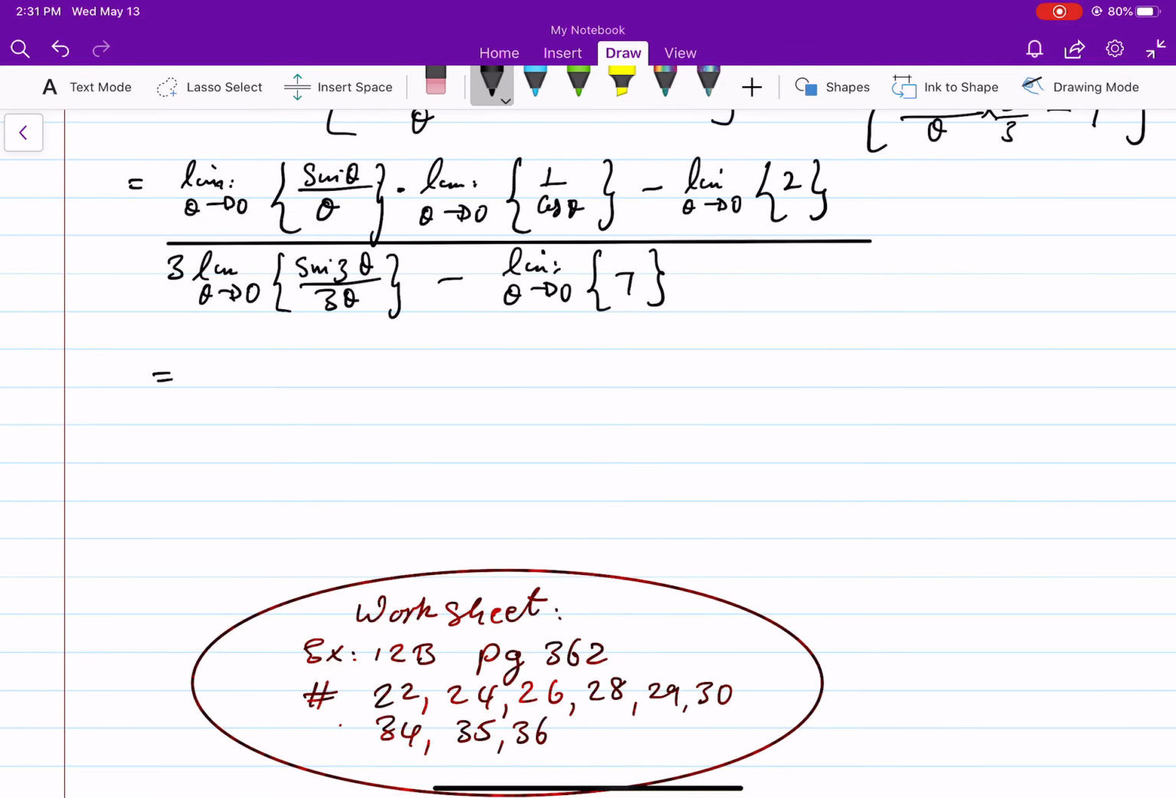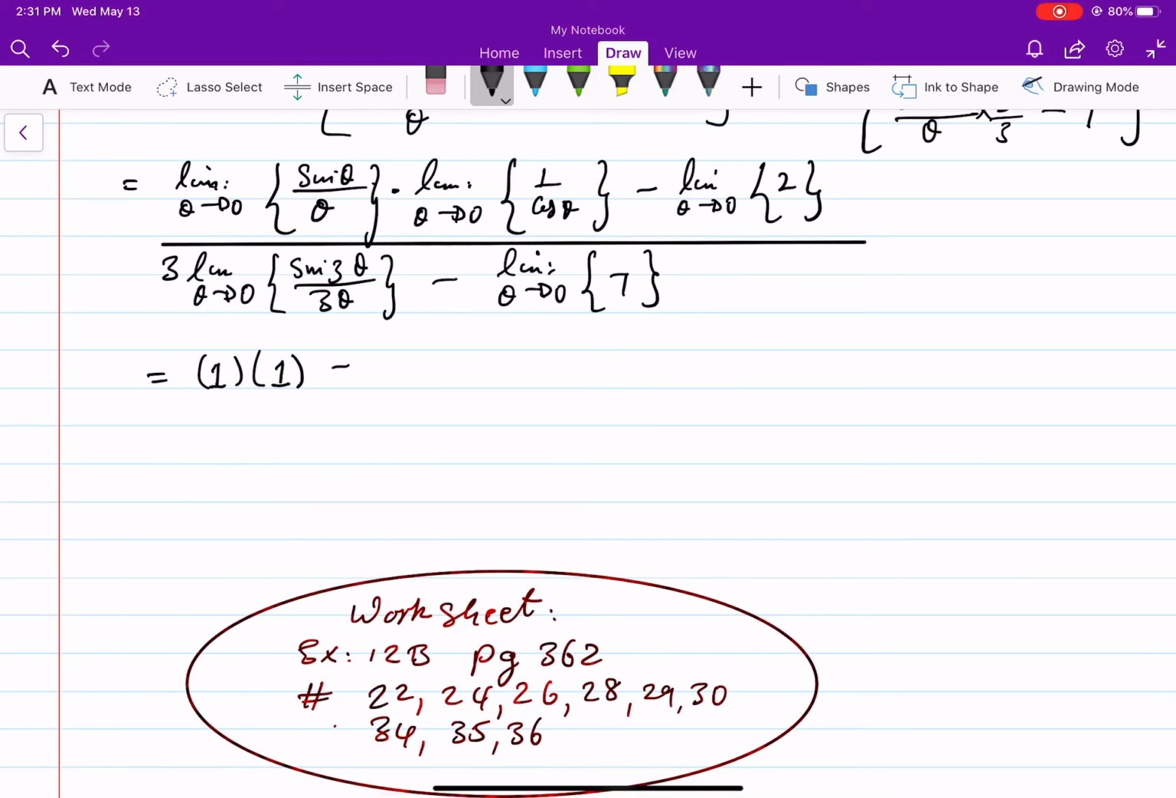This becomes the first limit. The limit as theta approaches 0 of sine theta over theta, that's 1. Times the limit as theta approaches 0 of 1 upon cos theta, that's also 1. Minus the limit as theta approaches 0 of 2. 2 is a constant. The limit as theta approaches anything of a constant is that constant. So that would be 2. Now this entire thing is 0? No, sorry. 1 minus 2.